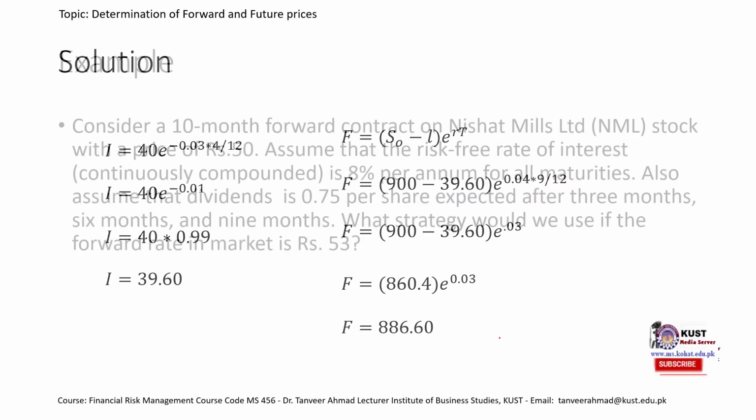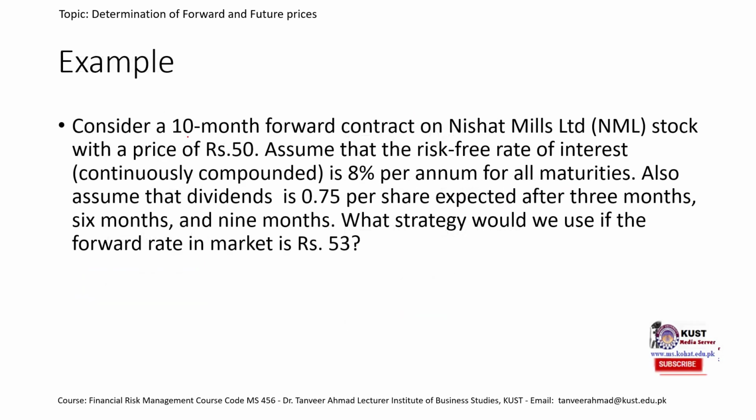So moving on to another example, consider a 10 months forward contract. And when we say 10 months forward contract or 9 months forward contract, this simply means that this forward contract is going to expire in 10 months. If you visit the website of Pakistan Stock Exchange, you would see that there are certain stocks that do have forward contracts, or future contracts rather, I would say, because they are traded on exchange.